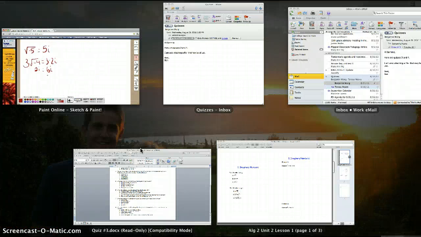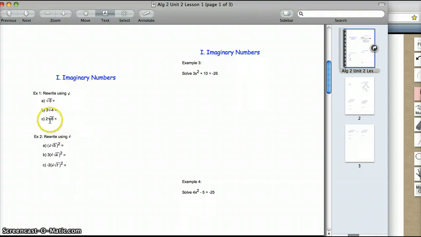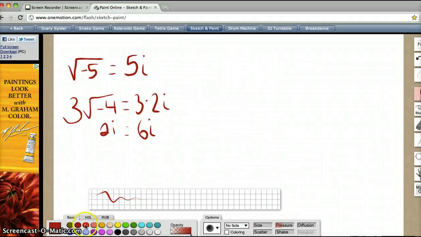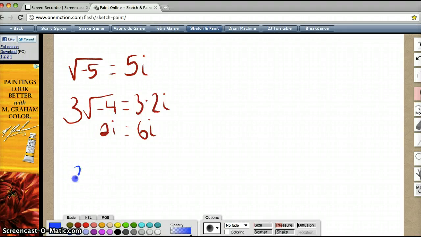Okay, now let's look at example number 3. Example number 3 says 2 square root of a negative 8. So we've got 2 and then square root of a negative 8. Now let's break apart our radicand. So underneath our square root, we've got 2 times 4. And then if we break apart our 4, we've got 2 times 2. Now, this 2 times 2 is going to come out.